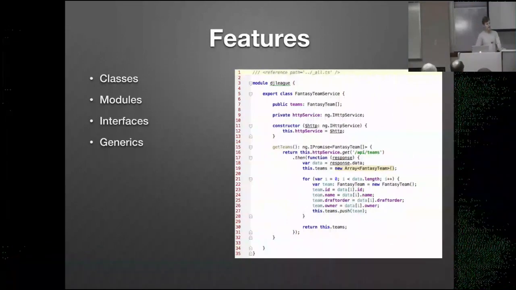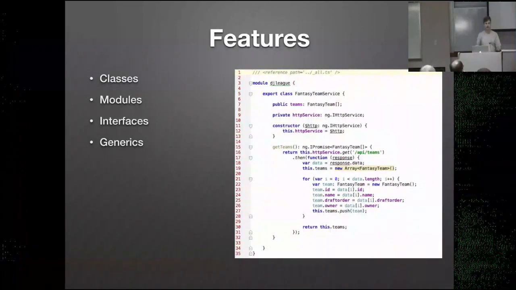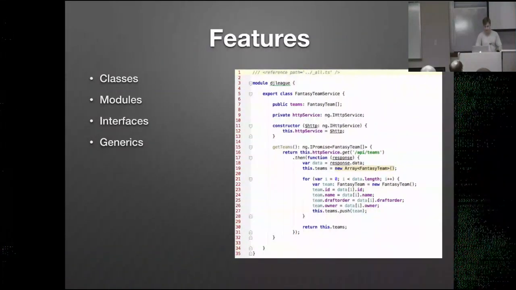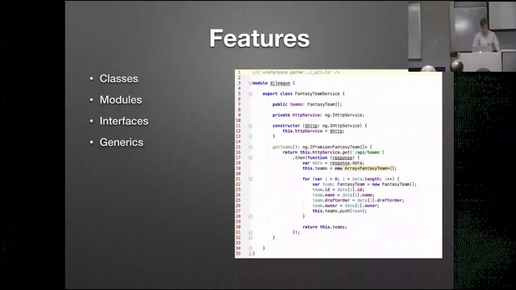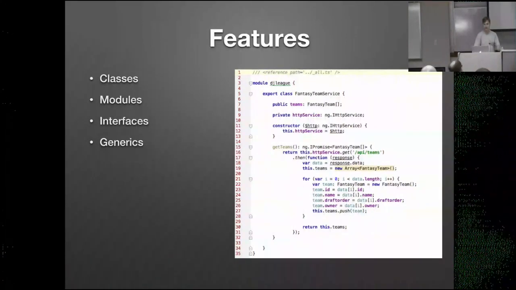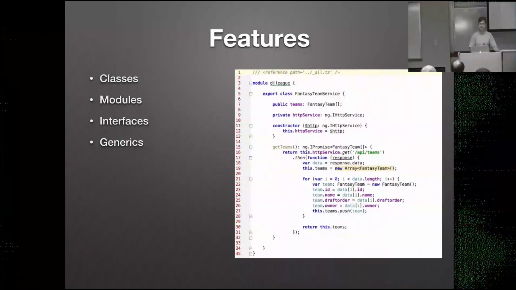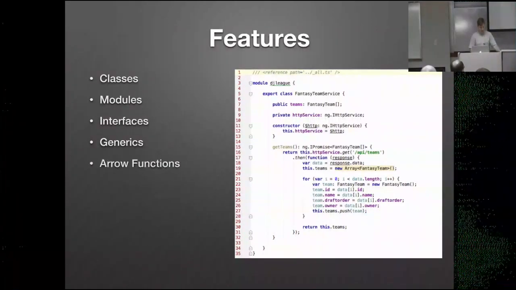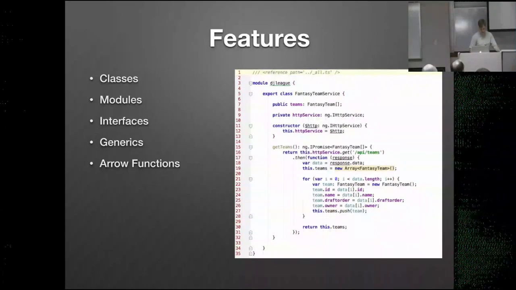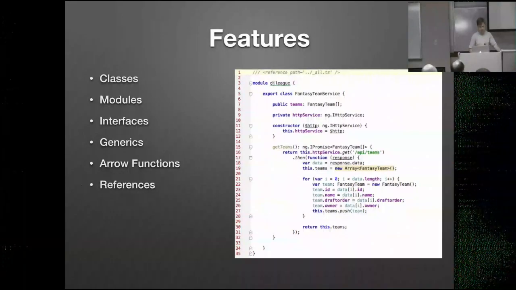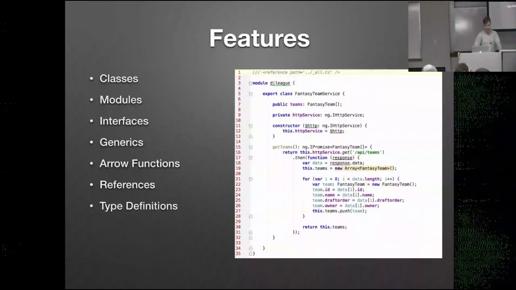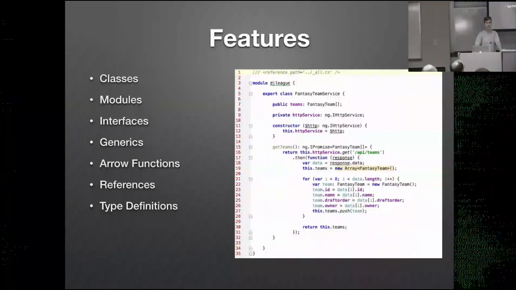You can use generics with TypeScript because it provides the types. You can have the concept of generics. I've got an example of that on line 19 up there, where you can see I've got an array of fantasy team objects. You can use arrow functions or closures. I don't have an example on the screen of those, but I think we'll see those a little later. There are references, I'll explain what that means in a moment. You can have type definitions.